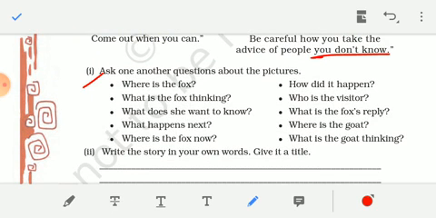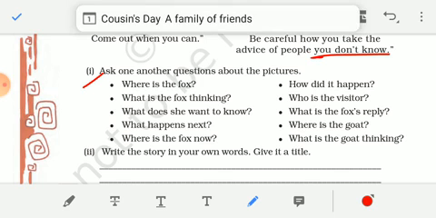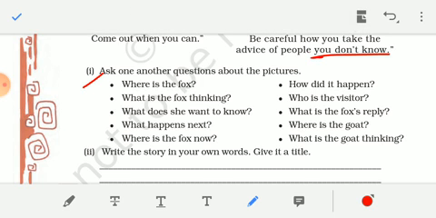Question number 1: ask one another questions about the pictures. Here you have to ask yourself, because if we were in class we would ask questions to each other, or classmates, or discuss with our teachers. But now you are at home, so you can ask yourself and find out. Where is the fox? You can get the answer that the fox is in the well.